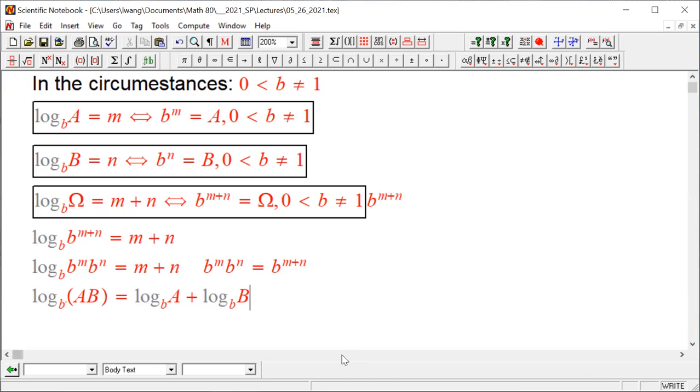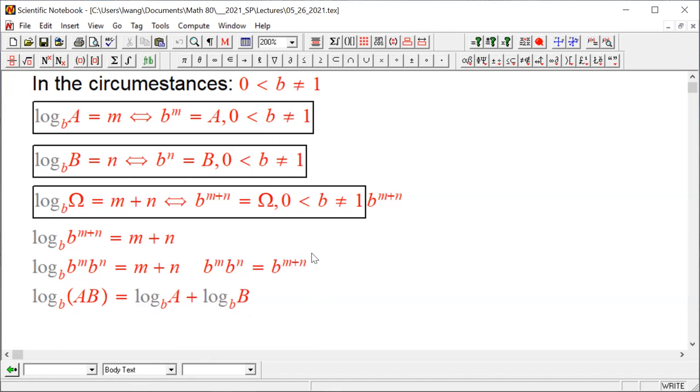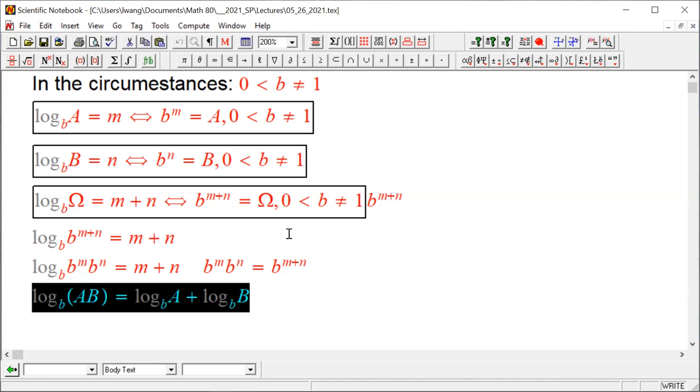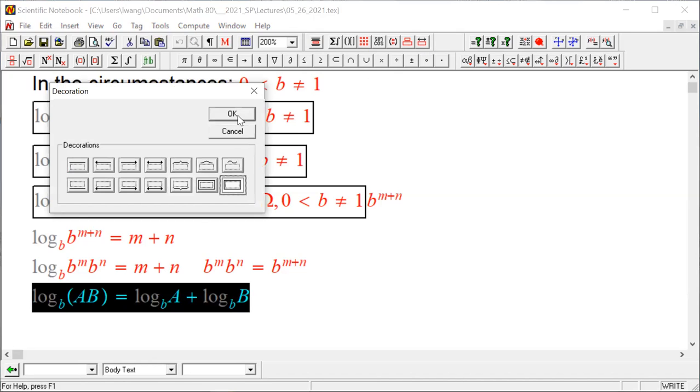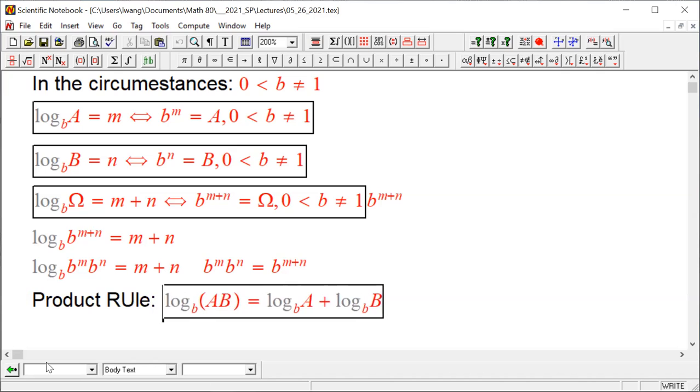That is the first formula in alpha 61A. You can see it's a consequence of this property we learned in exponents, combined with the definition of logarithm. Do you guys follow me? And this is the truth. This rule also has a name. It's called the product rule.